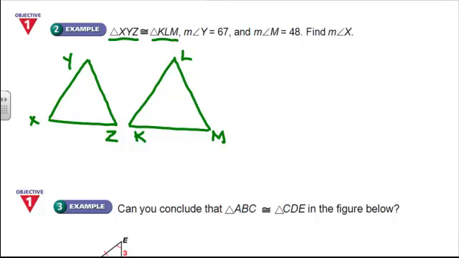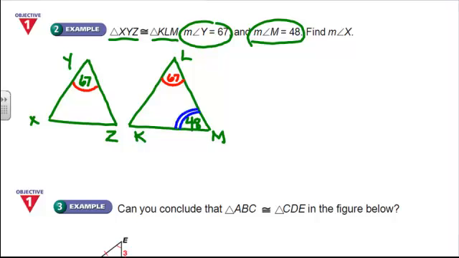Now I'm going to fill in the given information. Angle Y is 67. So I find angle Y, which is 67. Angle M is 48. So I find angle M, which is 48. The directions say, find out what X is. Now here's the thing. I know because the triangles are congruent, their parts match. So if this is 67, this is also 67. If this angle is 48, this angle is also 48.